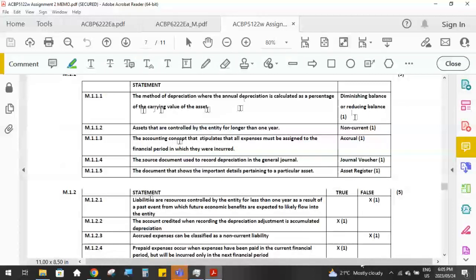Then the second one, assets that are controlled by the entity for longer than 1 year. So all we wanted there is that those are called non-current assets. Then the accounting concept that stipulates that all expenses must be assigned to the financial period in which they were incurred. So this is expenses, to make sure that we record all expenses for the month of January against January's income. Or in most of the cases that you guys do, you're looking at a whole financial year, that all of the expenses that pertain to one specific financial year are recorded against that financial year's income.